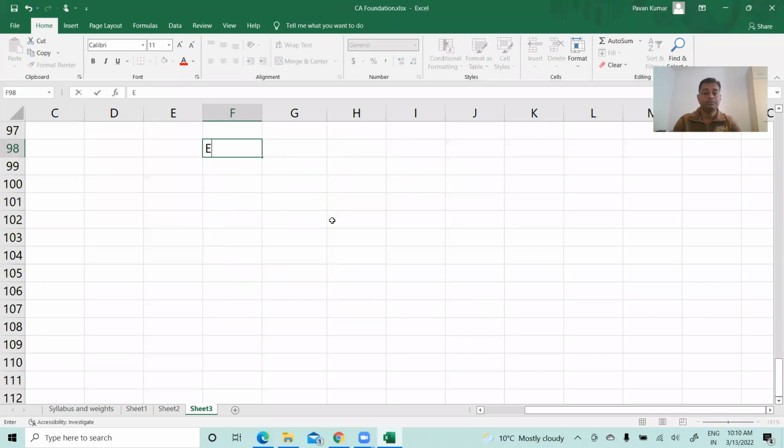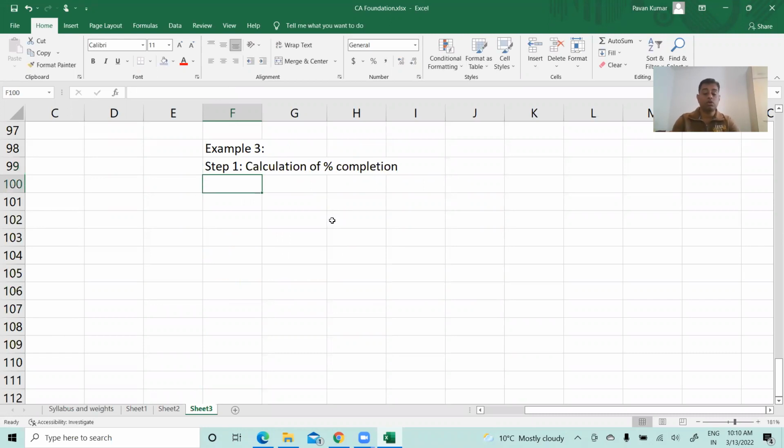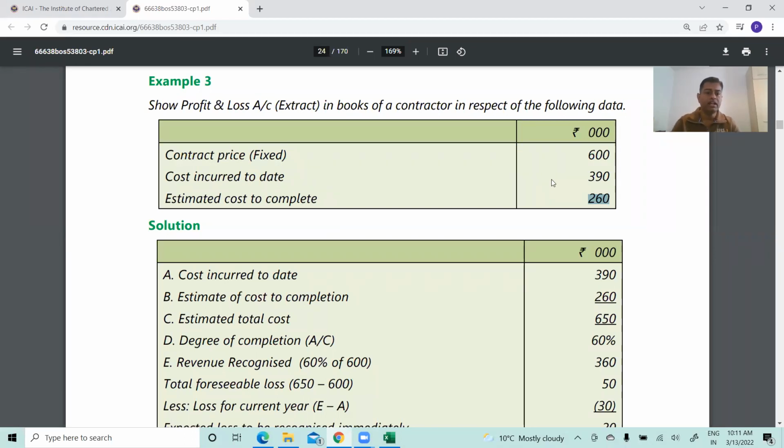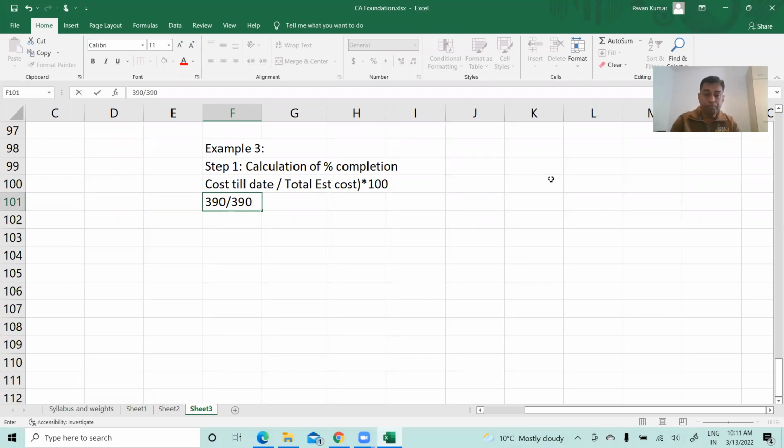So step 1. Example 3. Step 1: calculation of percentage completion. Percentage completion is equal to cost till date divided by total estimated cost into 100. Correct? So it is cost till date 390, divided by 390 plus 260, into 100. Can you tell me what is the percentage? 60%. Okay, so 60% completed.